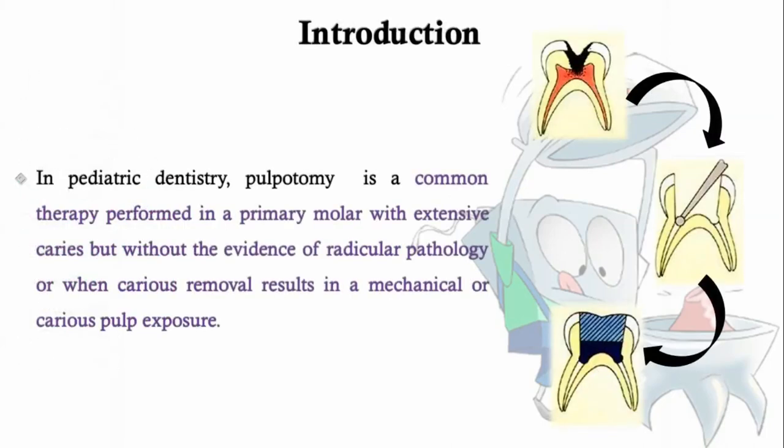We know that the tooth consists of coronal pulp as well as radicular pulp. As you can see in this picture, this is the coronal pulp and this will be your radicular pulp. So in pulpotomy we are dealing with amputation of the affected coronal portion of the pulp and replacing it with a suitable medicament. We are completely removing the coronal pulp and replacing it with suitable medicaments.